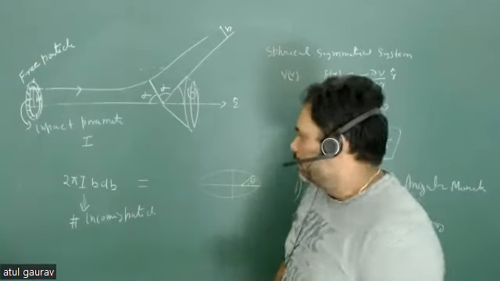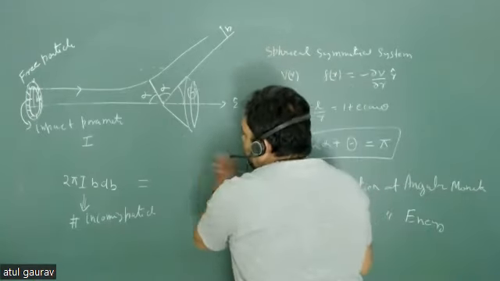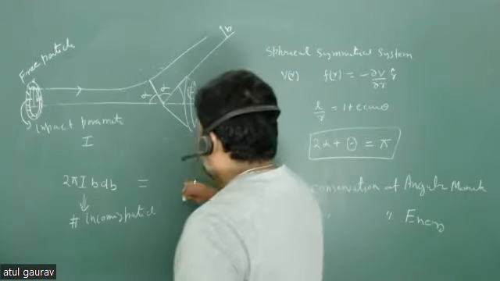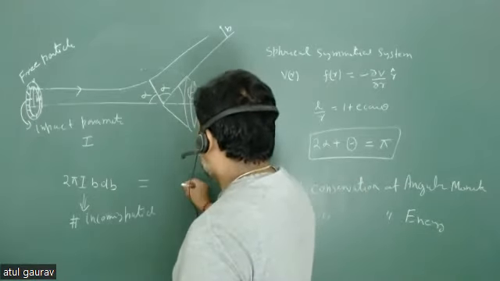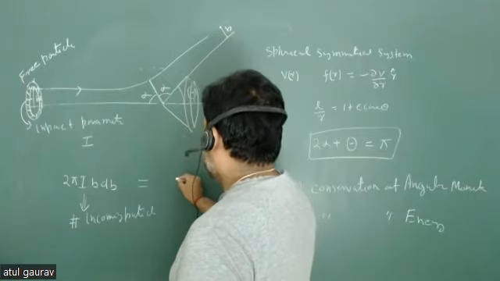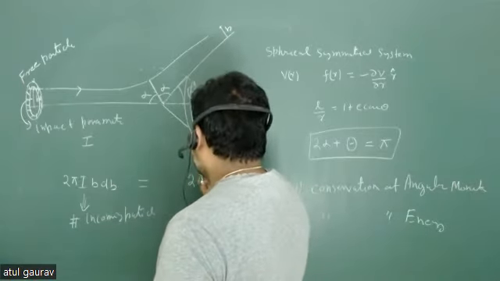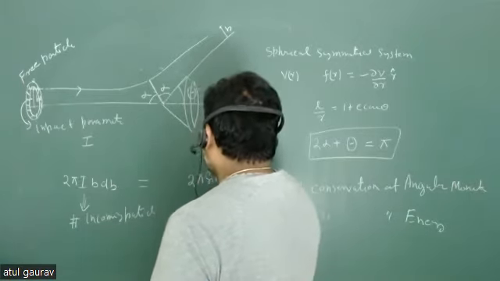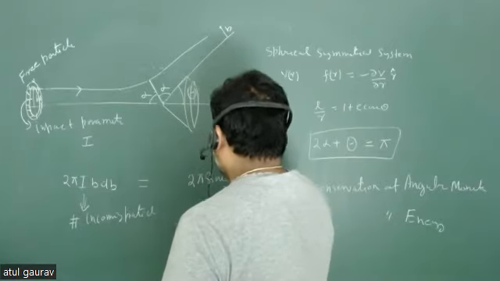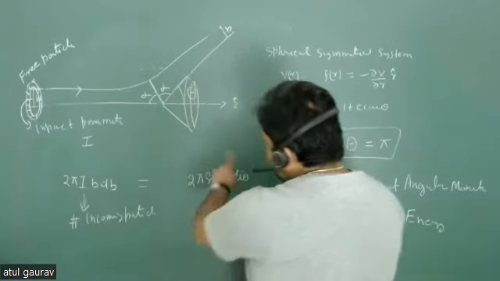Okay. So what will be the solid angle here? Sir, 2 pi sin theta d theta. Okay, so that value is 2 pi sin theta d theta. And this is your solid angle.